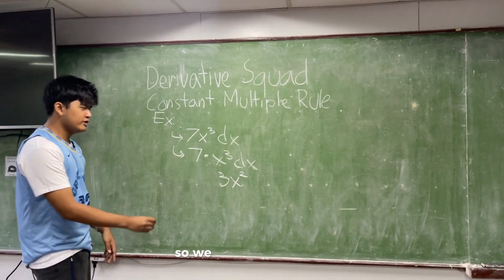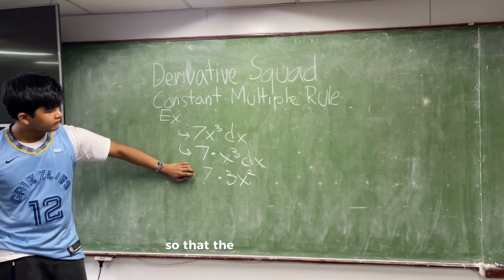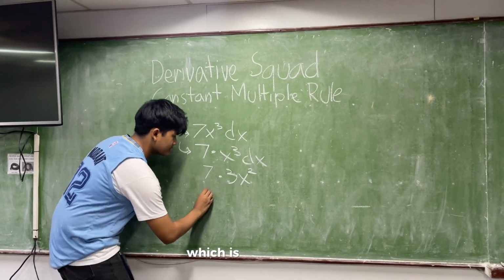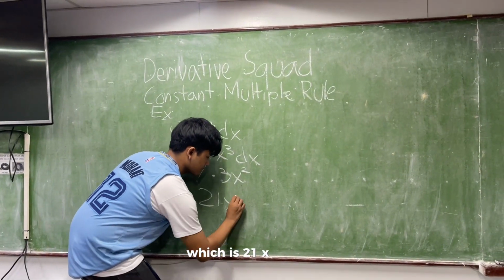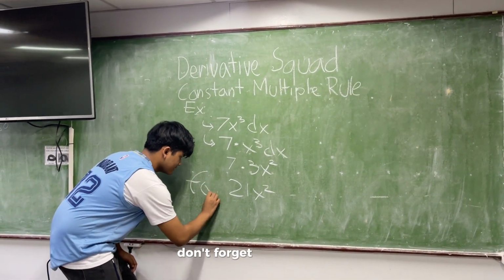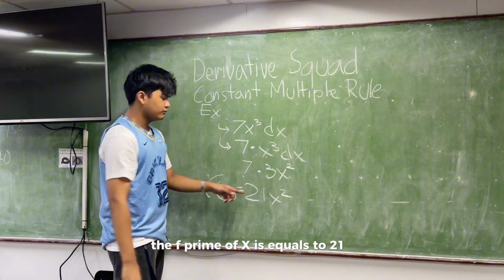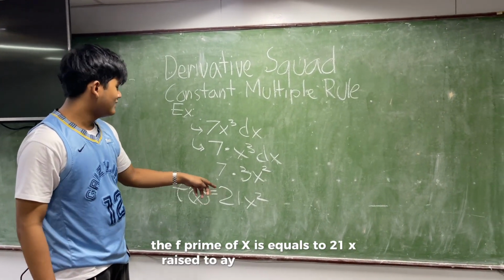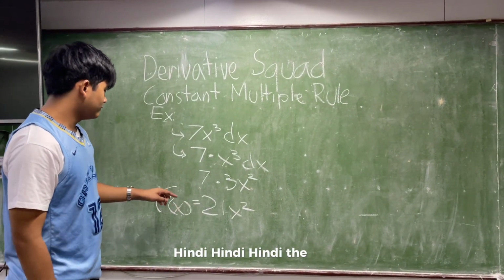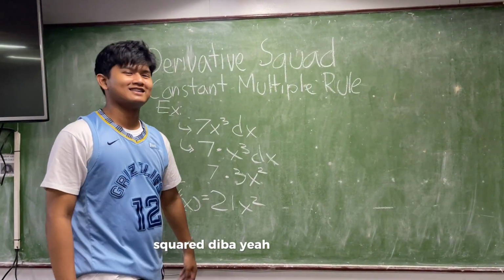So we must bring down the 7. The next thing we do is multiply 7 times 3, which is 21x squared. Don't forget to write this: f prime of x is equal to 21x squared.